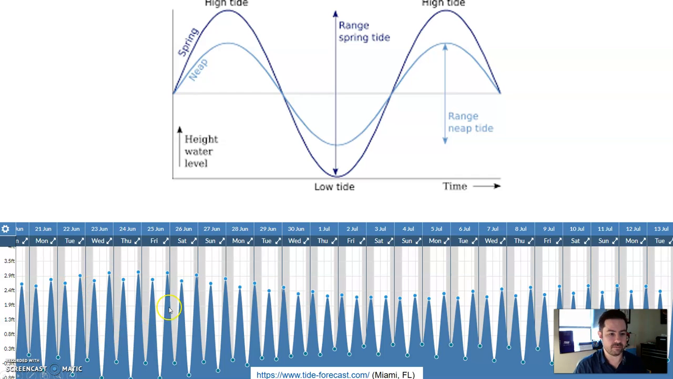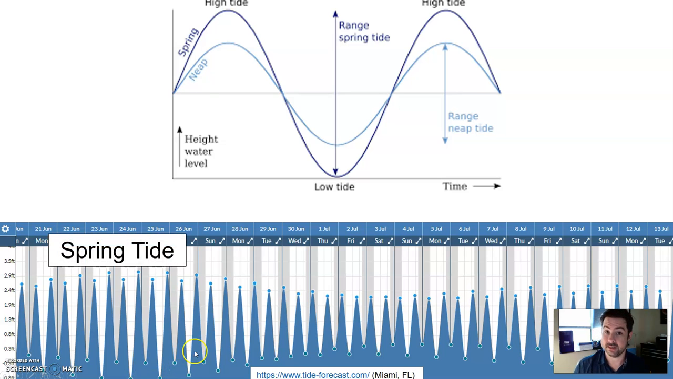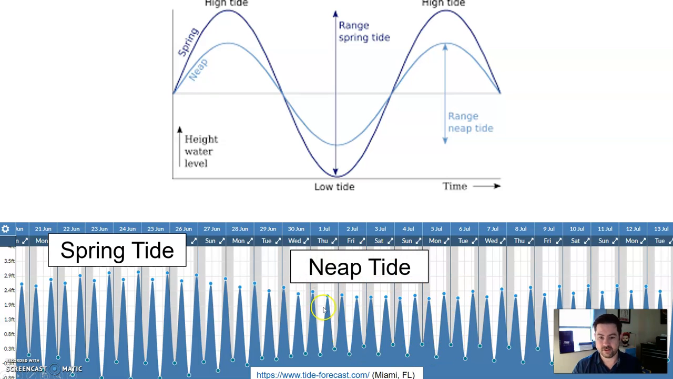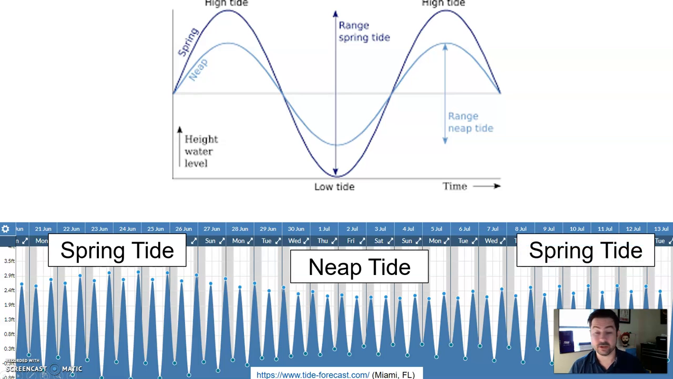So this tends to be the highest, looking at here, the highest high tides seem to be in this area. The lowest low tides also seem to be in this area. So that would indicate a spring tide here. Over here, the high tides tend to be the lowest, whereas the low tides here tend to be the highest. So over here, I have a neap tide area. And then again, coming back over here, I tend to have high tides that are high again and low tides that are low again, spring tide.